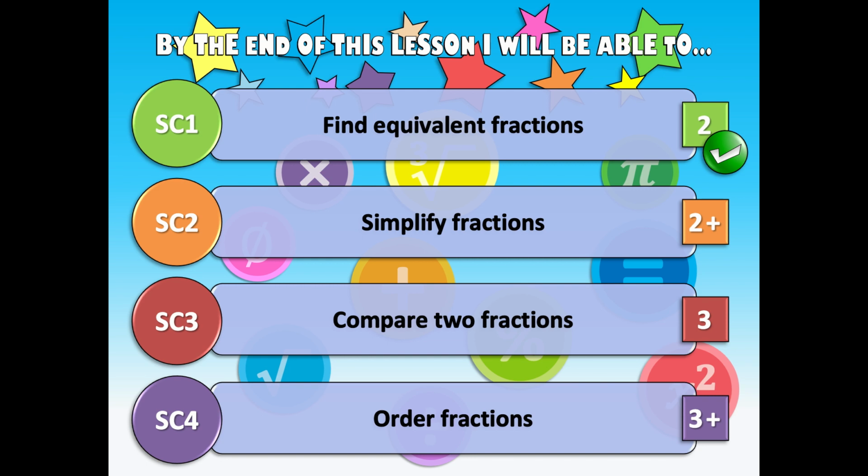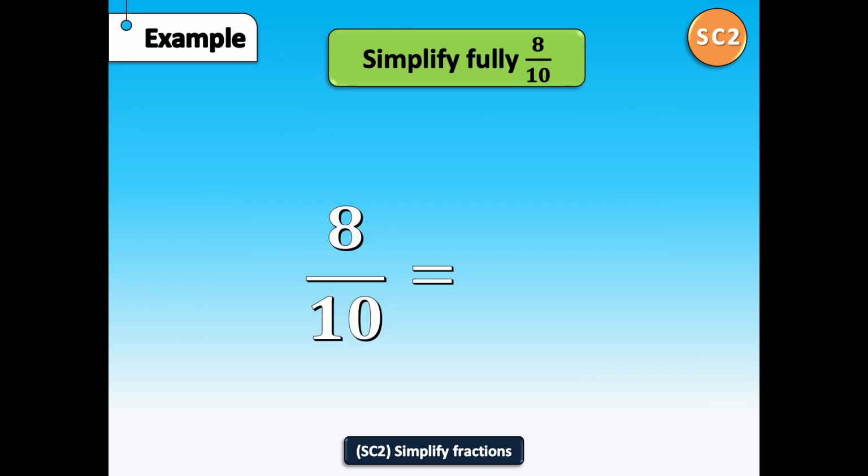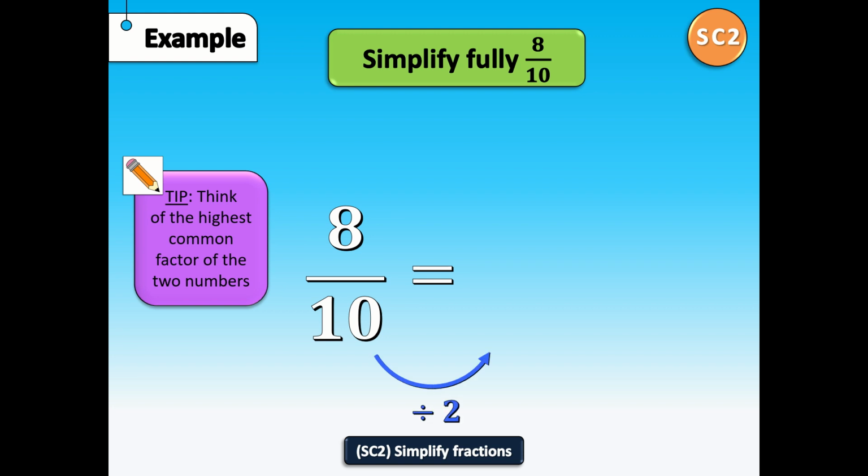So now we've completed success criteria 1, we're going to move on to number 2, and this is to simplify fractions. So to simplify a fraction means to find the equivalent fraction with the smallest numerator and denominator possible without making them into decimals. So if we want to simplify 8/10, we need to think about what's the biggest number we can divide 8 and 10 by. And that's 2. So I divide the top and the bottom by 2. And that makes 4/5. So we've simplified 8/10 to 4/5. We've not changed the value of the fraction, we've just simplified it.